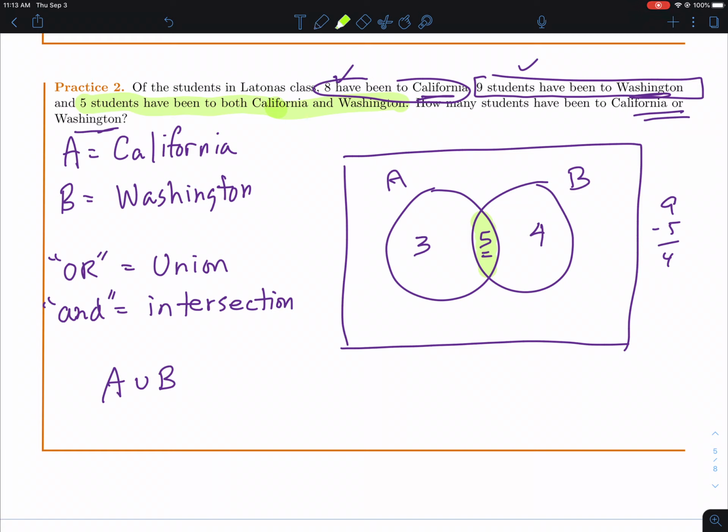Since it wants to know how many kids have been to California or Washington, that means they've either just been to California, just been to Washington, or been to both. So we just add up 3 plus 5 plus 4, which gives us a total of 12 students. That's why you have to be careful on these, because if we look at the 8 and 9, it looks like there's 17 kids in the class, but what happens is we're double counting those 5 students. So there's really only 12 students.